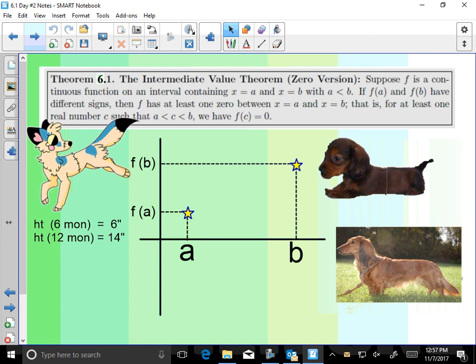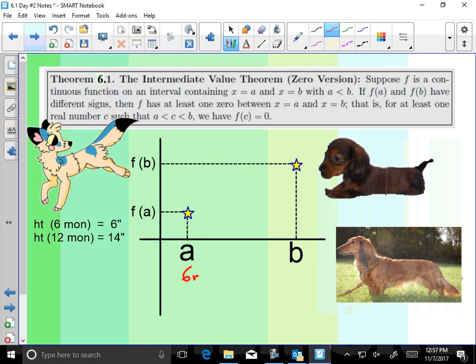I call this the don't be stupid theorem. Okay? Here's why. This is what the intermediate value theorem means. Let's say that I have a puppy. Aw. What should we name this puppy? Fred. So Fred, at 6 months, is 6 inches tall. Aw, Fred, you're 6 months old. You're 6 inches tall. You're going to grow, Fred. And Fred at 12 months is what? What do I have here? 14 inches tall.